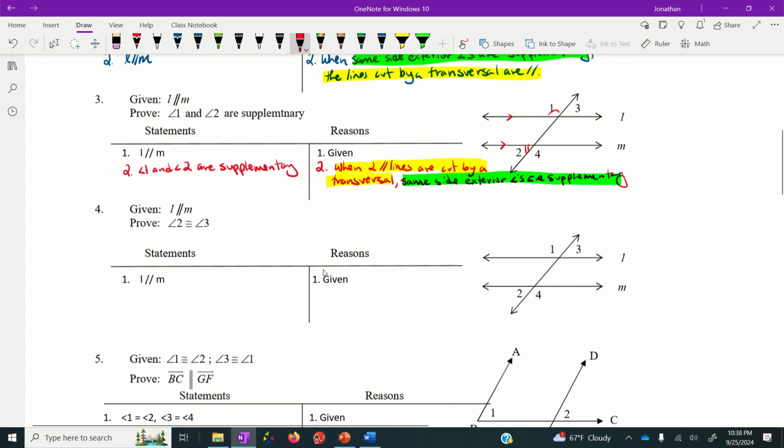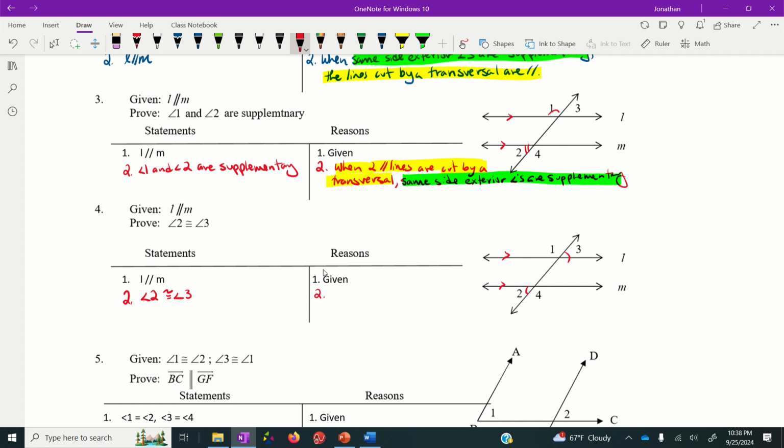So pause it here. Look at angles 2 and 3. See what the relationship is, and then see if you can come up with the reason on your own. Okay, try it first. All right. Hopefully, you noticed that these two angles are alternate exterior. So because the lines are parallel, that's enough information to get those angles congruent. So we can say angle 2 is congruent to angle 3.